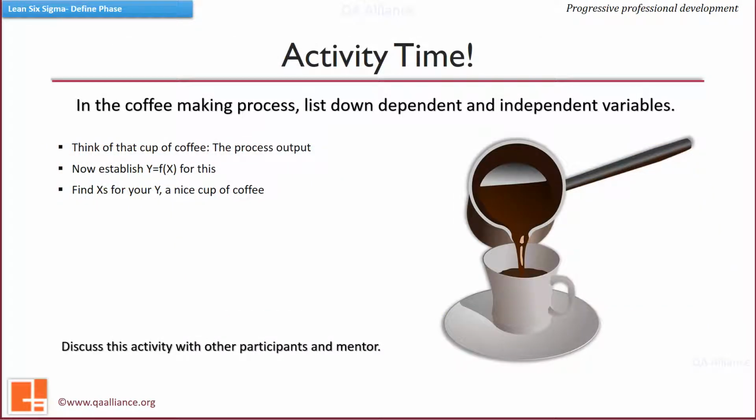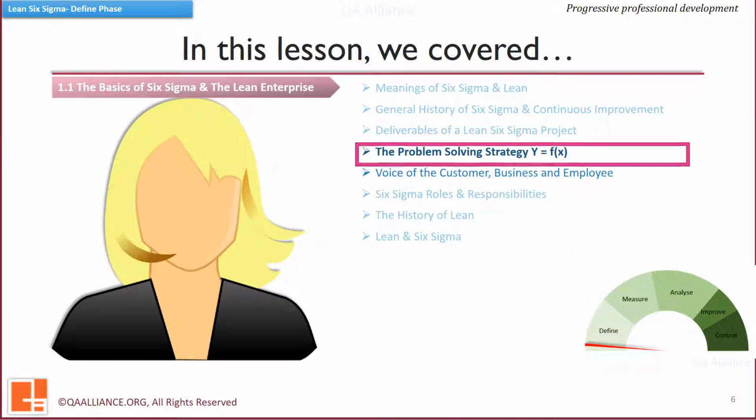By now we know Y and X's, and the relationship between the two. We now understand how to make improvement strategies. Think of that cup of coffee again. As a host, try to find out what are the X's that are impacting the final output. Now we move on to the next lesson.